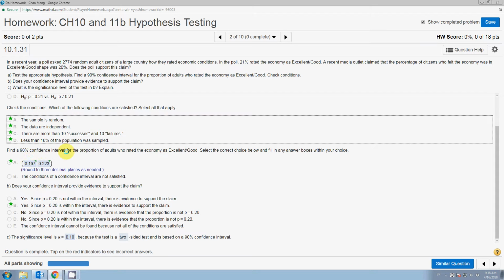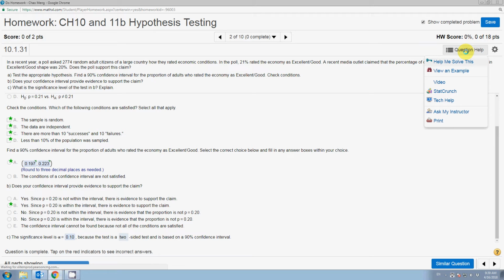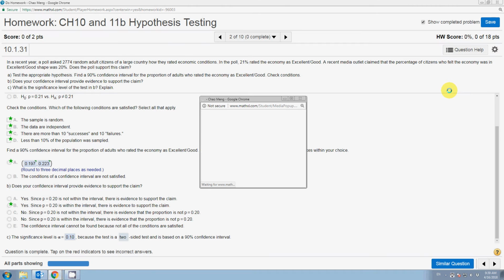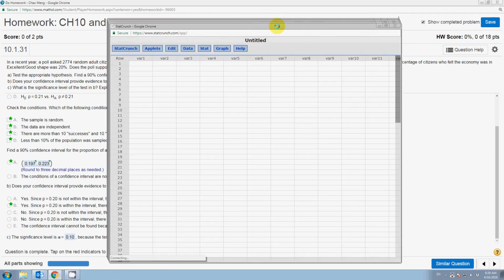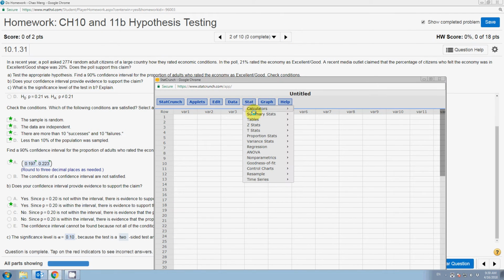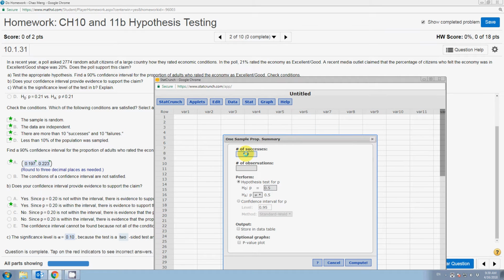And for the confidence interval, we can use StatCrunch to get it. Let's open StatCrunch. Okay. So Stat, Proportion, because we're talking about proportion, Stats, One Sample, With Summary. We need to enter the number of successes and number of observations. So let's put the number of observations there. The sample size is 2774, but what is the number of successes?